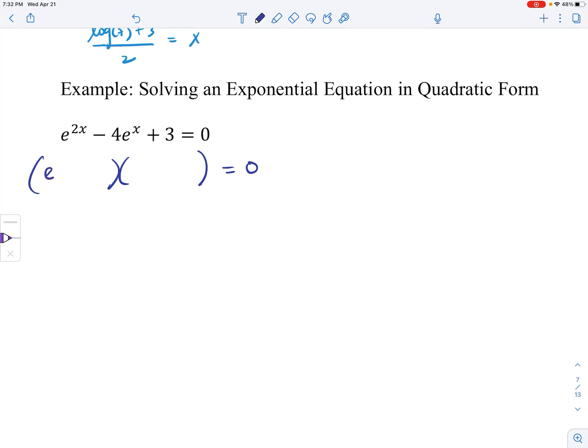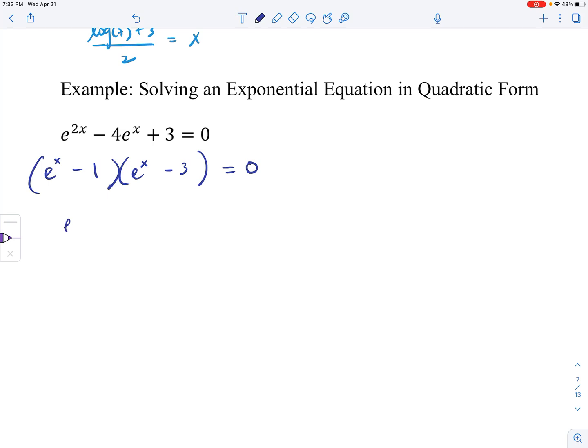In order to get the e to the 2x, you would have to have e to the x and e to the x. And then thinking of factors of 3, we also have to think about those factors adding up to -4. So I could use -1 and -3. Right, and just thinking about how those would multiply out to be our original equation on the left side.